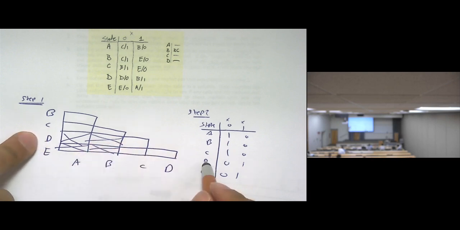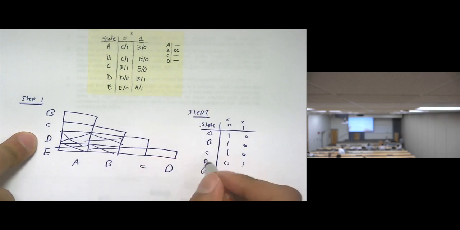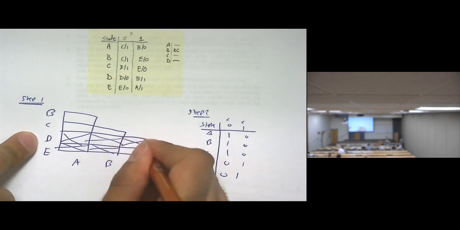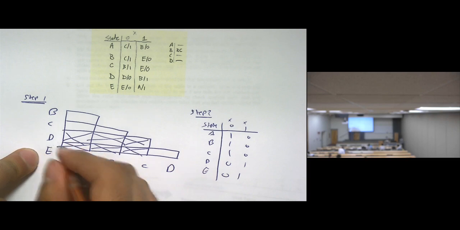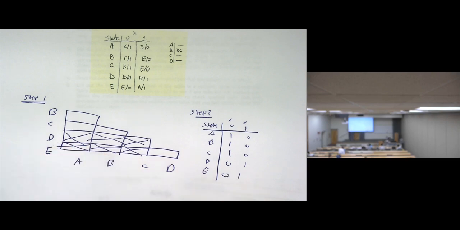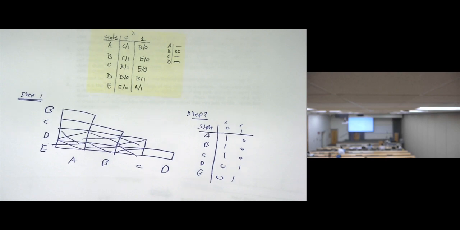How about D? Here C and D are different. Cross it. C and E are different. Cross it. D and E, same. So don't cross it. So we end up having 3 uncrossed squares, right? So what should we do now?